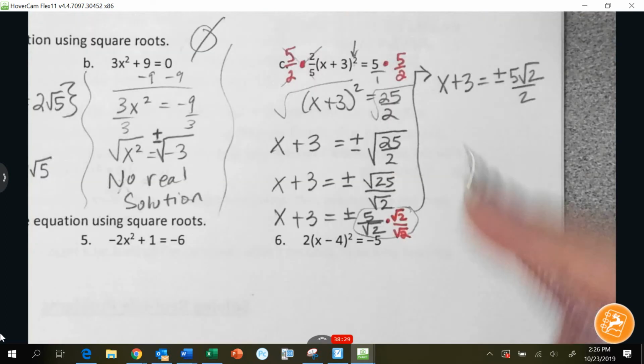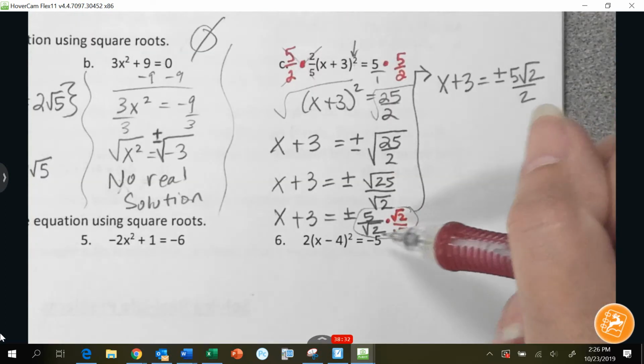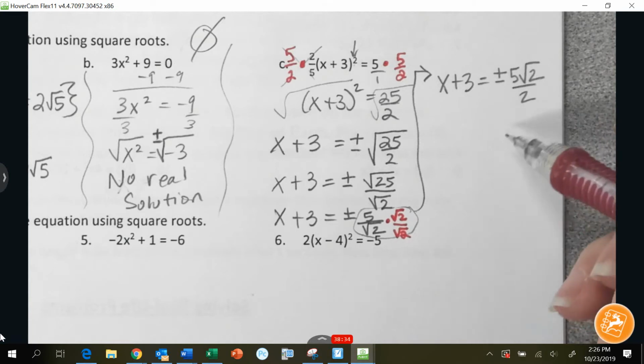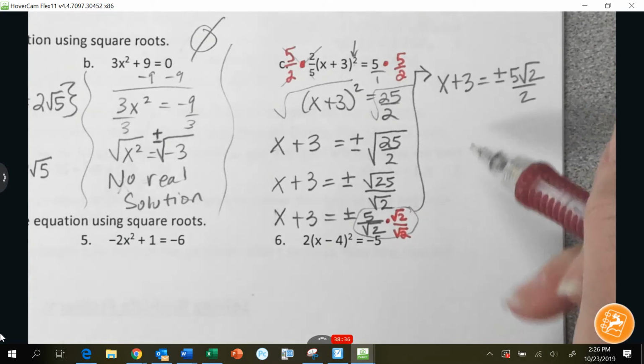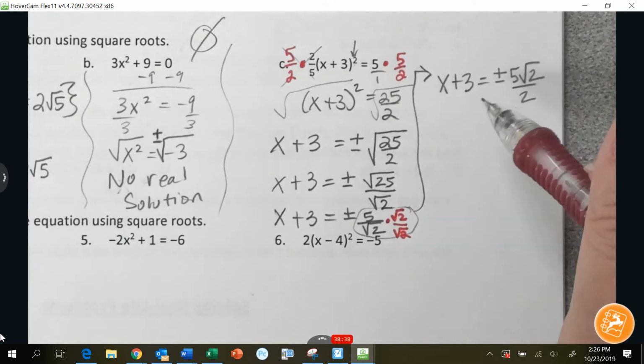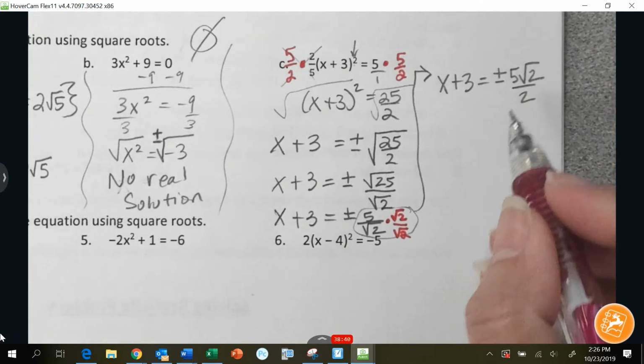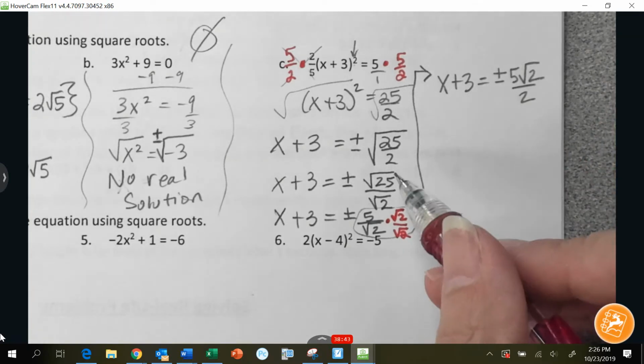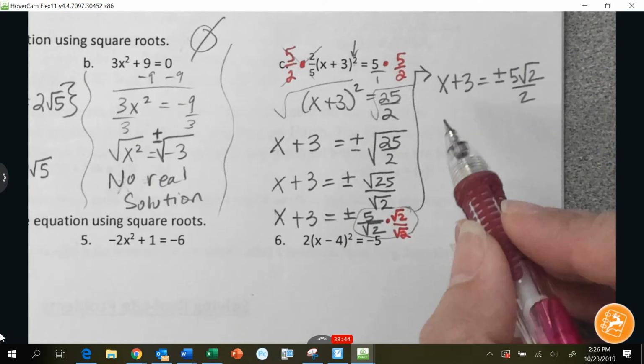Okay, so if I multiply square root of 2 over square root of 2, square root of 2 times square root of 2 on the bottom becomes 2. On the top, you get 5 square root of 2. All this simplifying stuff doesn't totally matter. What just matters is that we can get x by itself.